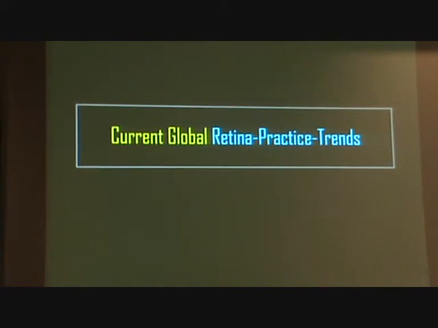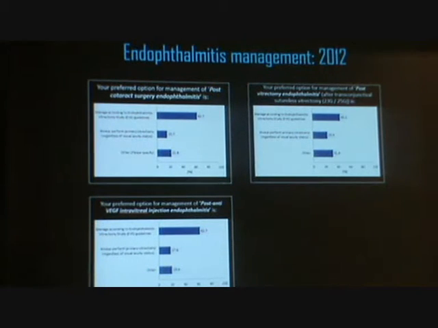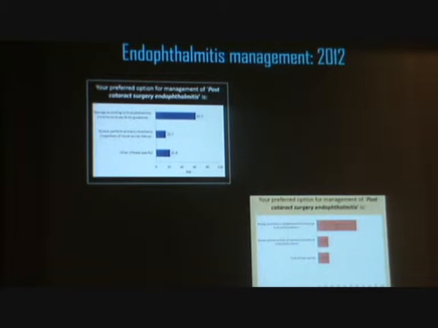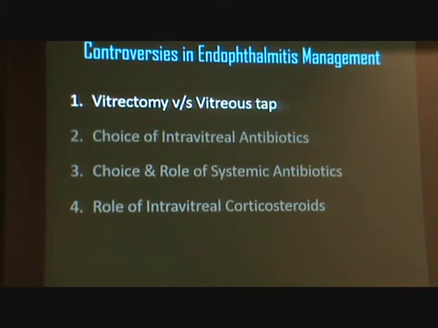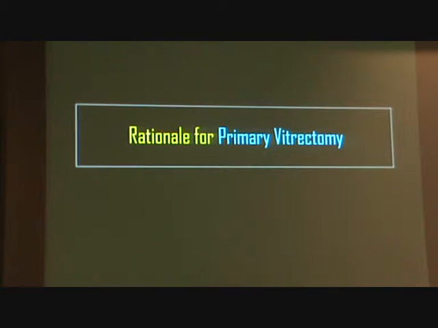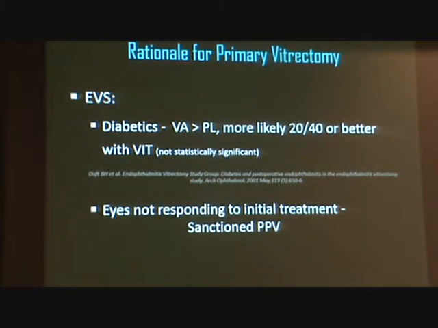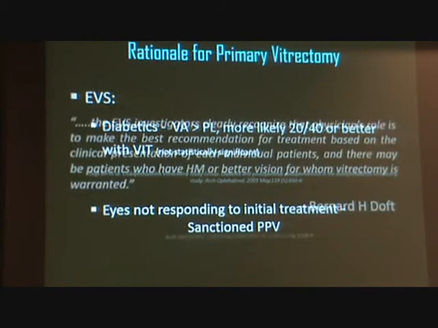Looking at the current global retina practice trends, the majority of respondents in the UK and Asia preferred EVS guidelines for all forms of endophthalmitis. It was encouraging to see a changing trend towards primary vitrectomy for post-cataract surgery-related endophthalmitis. So coming back to the issue of controversies, let's have a look why early or primary vitrectomy is a better choice. If you look at the diabetic subgroup of EVS, patients achieve better visual outcomes with immediate vitrectomy, even with initial vision of hand movements or better.